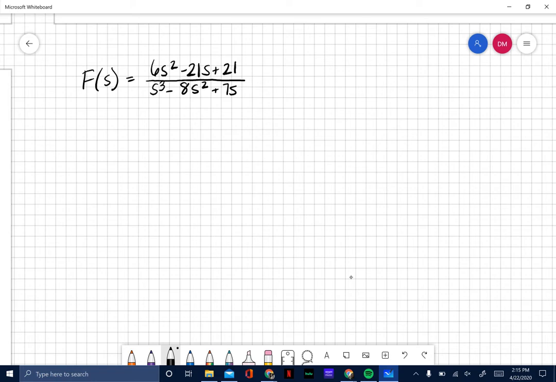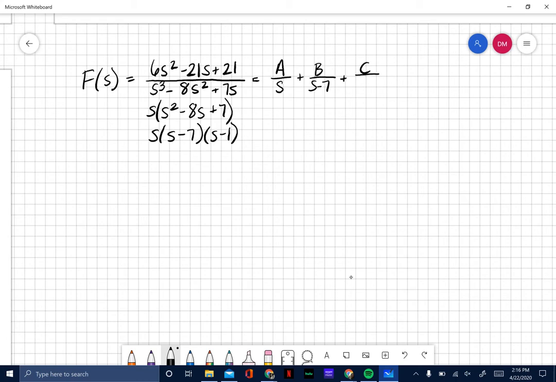So this one is a little bit more like a traditional partial fraction. The first thing we're going to do is go ahead and factor the denominator. We do get a trinomial here that factors nicely, so we don't have to do any crazy algebraic manipulations like we've had to do with some of the other examples that I've shown you. But what this does give us is three factors, which means that we are going to break this up into three fractions, A over s, B over s minus 7, and C over s minus 1.